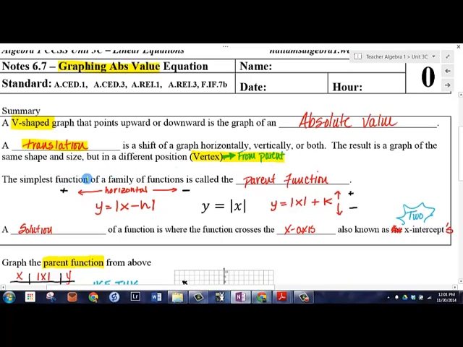So the simplest function of a family of functions is called the parent form. So this is your parent function right there. Y equals the absolute value of x. It doesn't get any simpler. We can't make the function of an absolute value any simpler than this. We've got a variable, we've got the absolute value operation. Now, this transformation that we speak of back up here, and this vertex that we're talking about, come from this basic form.